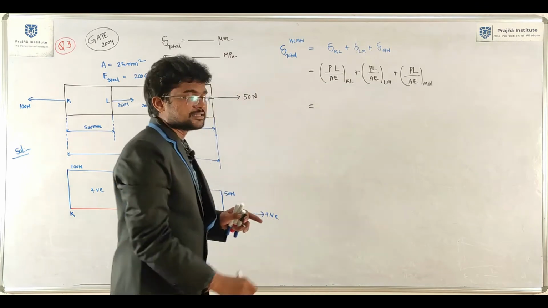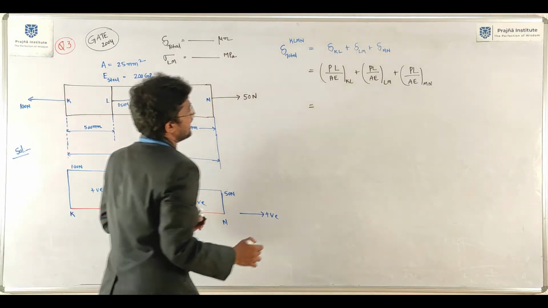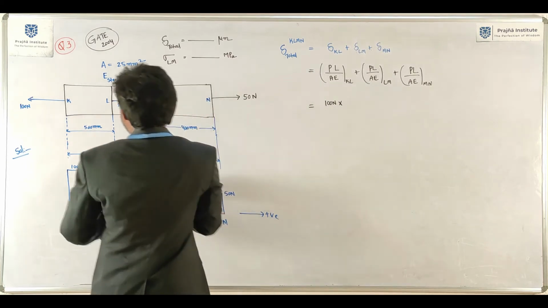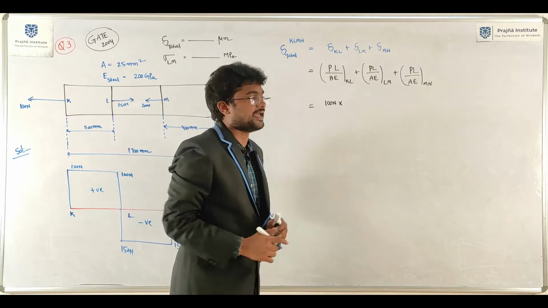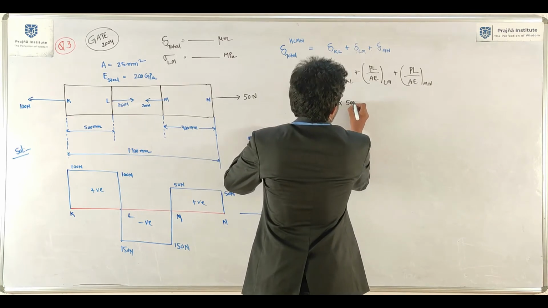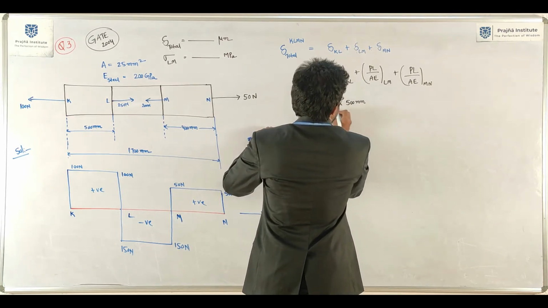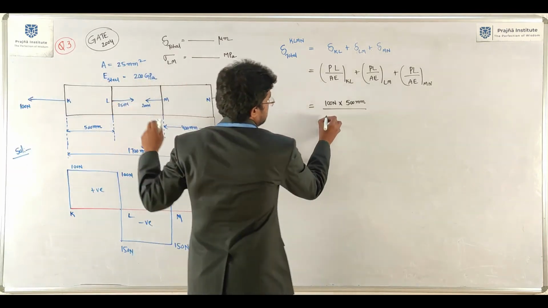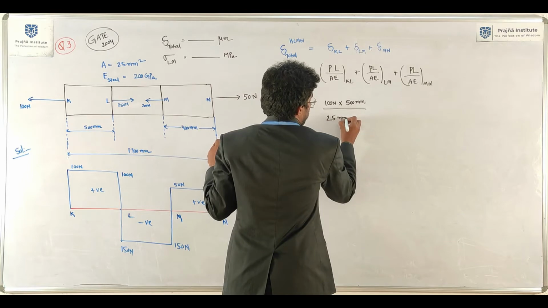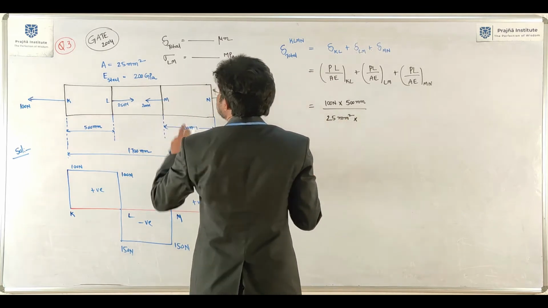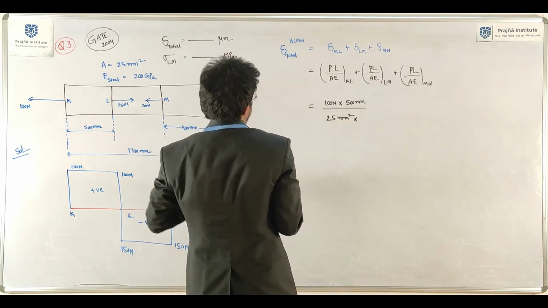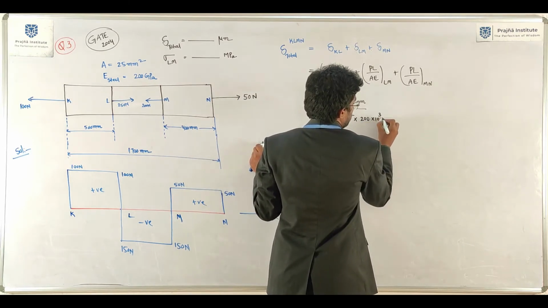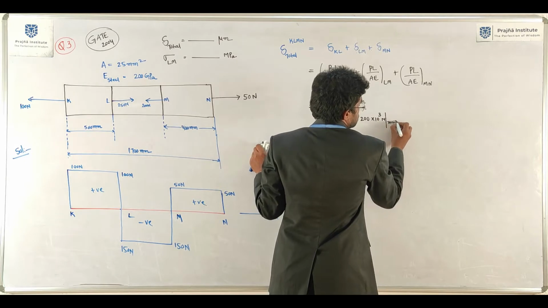What is the load acting in the member KL? KL is nothing but 100 Newton into what is the length? 500 mm. So you can directly write 500 mm here. Focus on the units properly. After that, area is uniform, 25 mm square, into 200 gigapascal, that is 200 into 10 cube Newton per mm square.